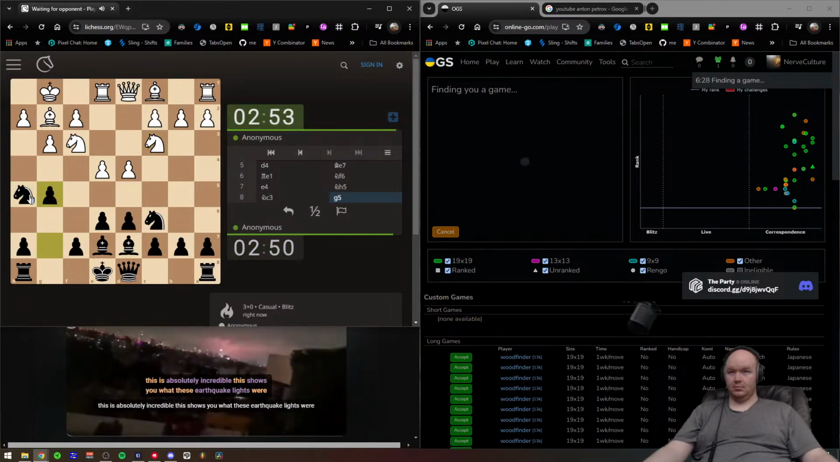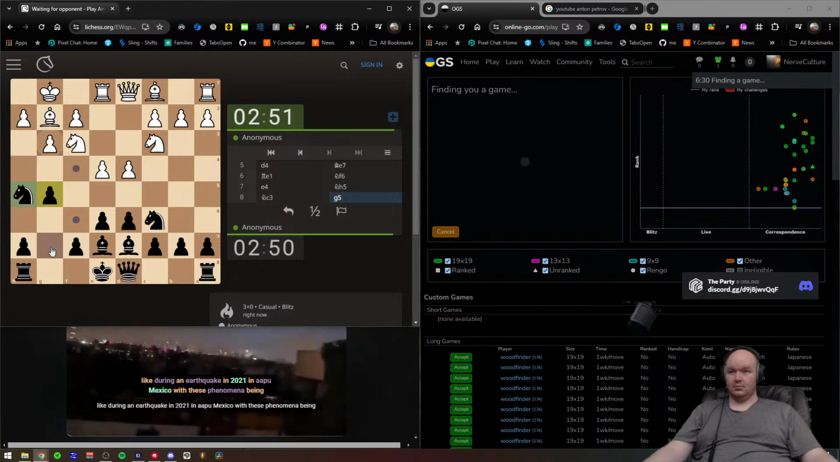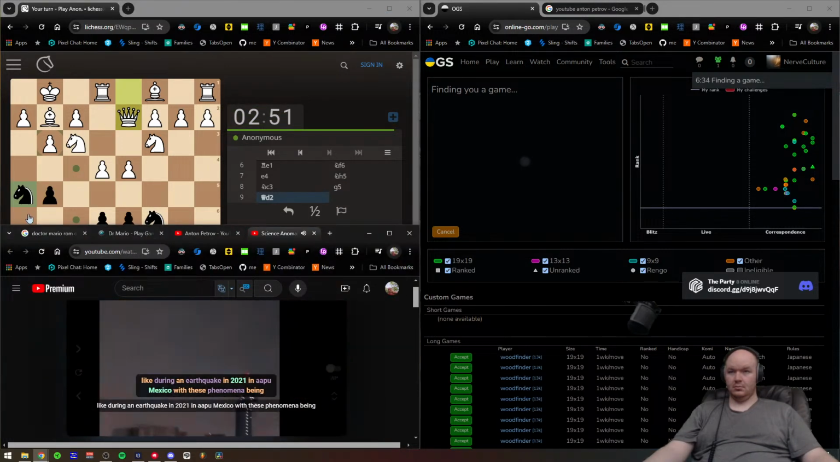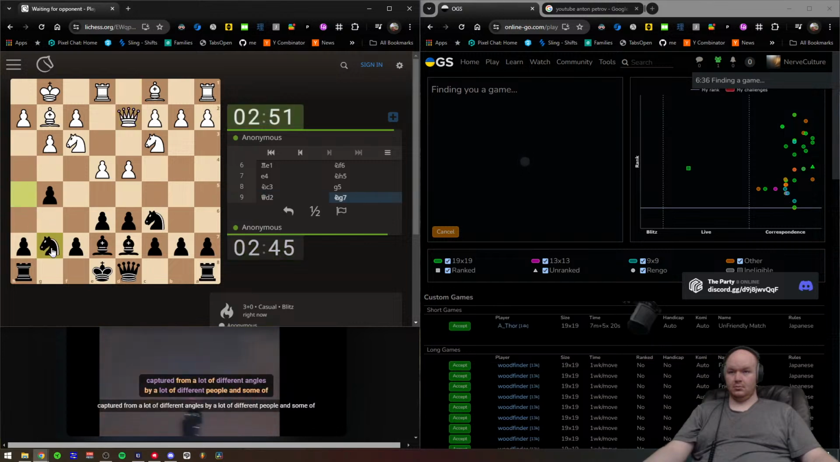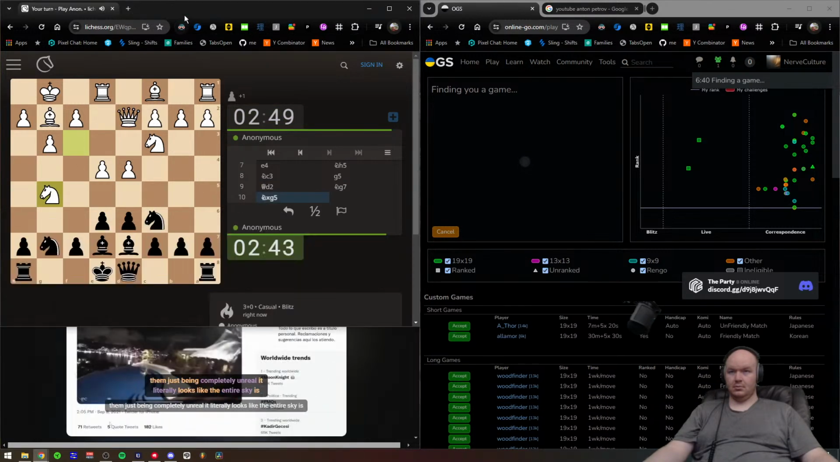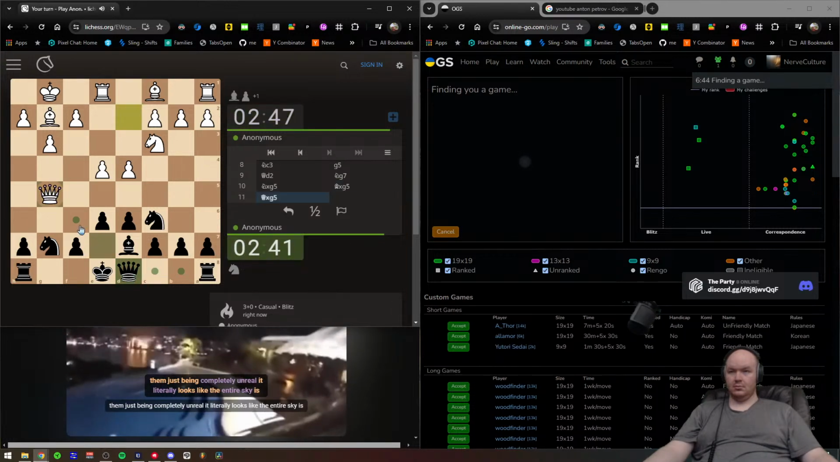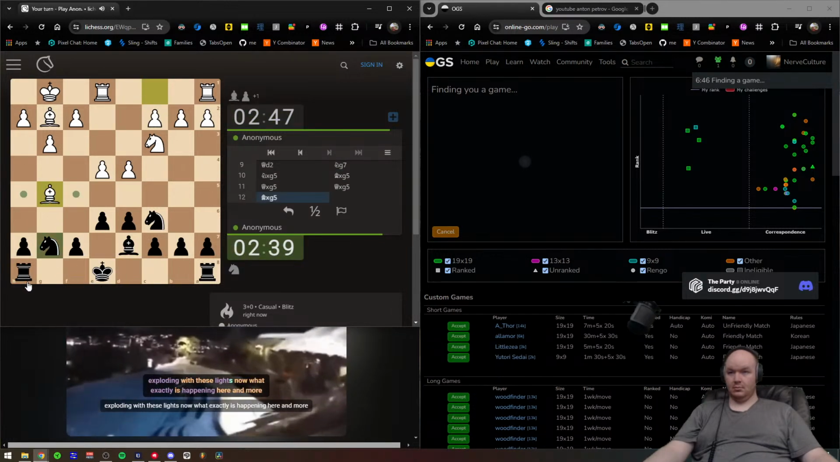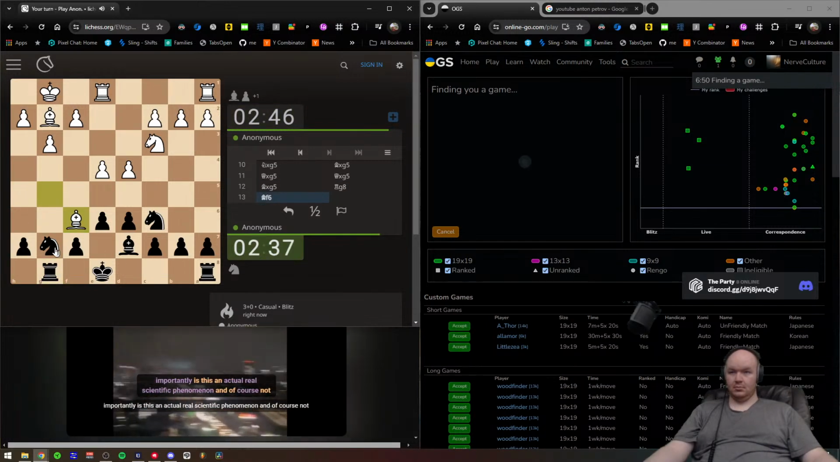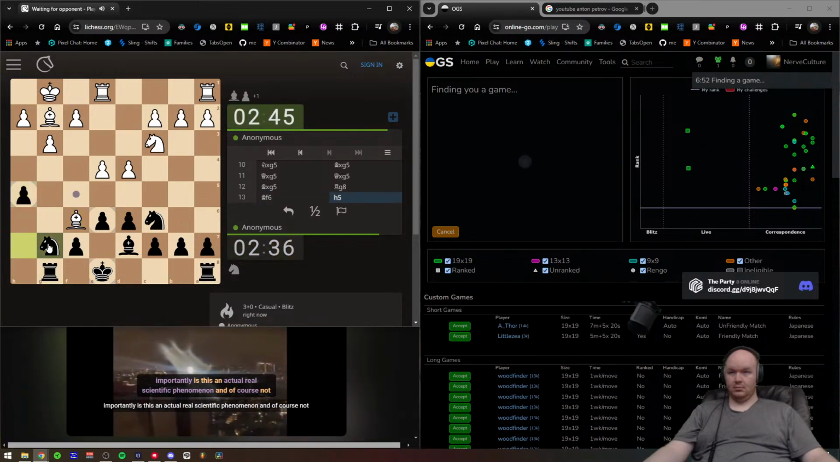This shows you what these earthquake lights were like during an earthquake in 2021 in Acapulco, Mexico, with these phenomena being captured from a lot of different angles by a lot of different people, and some of them just being completely unreal. It literally looks like the entire sky is exploding with these lights. Now what exactly is happening here? And more importantly, is this an actual real scientific phenomenon?